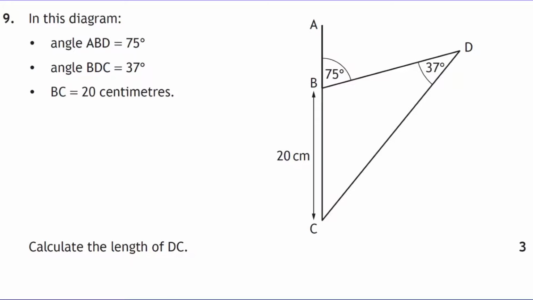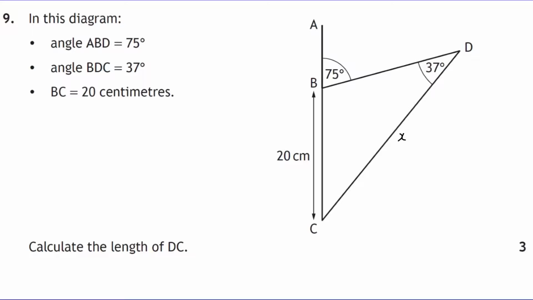Okay, looks like a trigonometry question. We've got a triangle with a line extending up between A and B. 75 degrees given, 37 degrees given, BC is 20 centimeters. So all the information is in the diagram. Calculate the length of D to C. This is going to be our x.